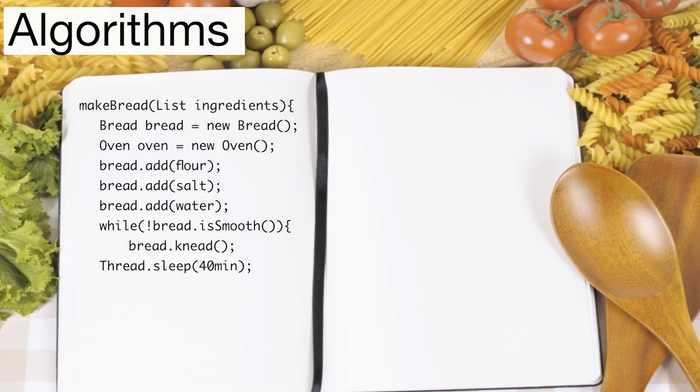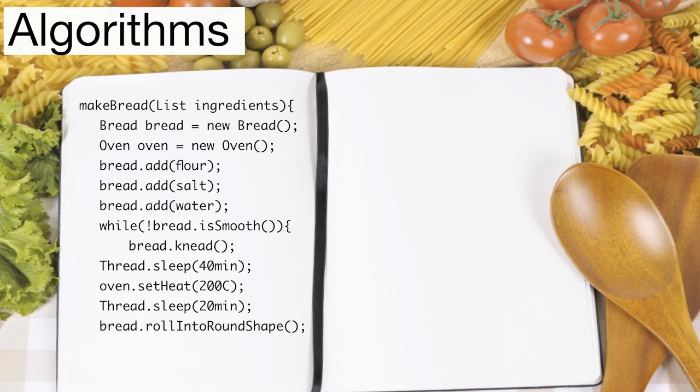Then you wait for 40 minutes, then you set the heat in the oven, then you wait another 20 minutes until the oven has reached that heat, then you roll the bread into a round shape, then you put it into the oven, and so forth. So algorithms are very close to cooking actually, and they play a tremendous role in database systems.